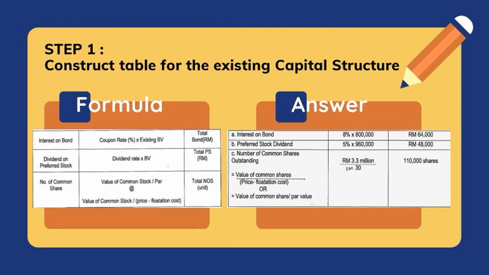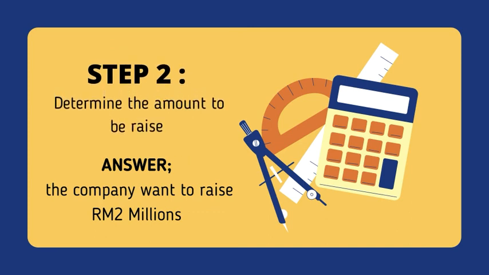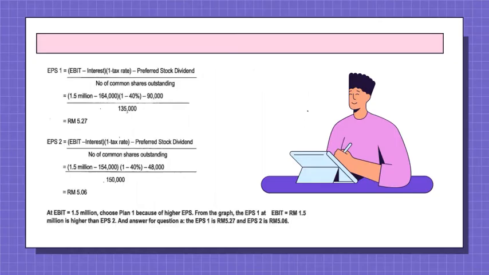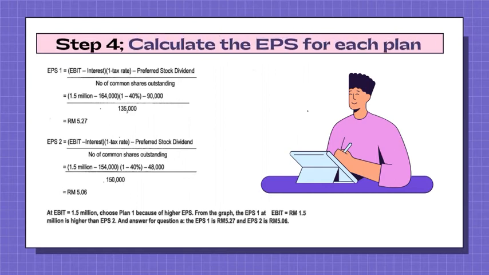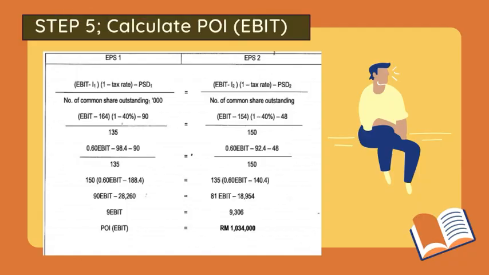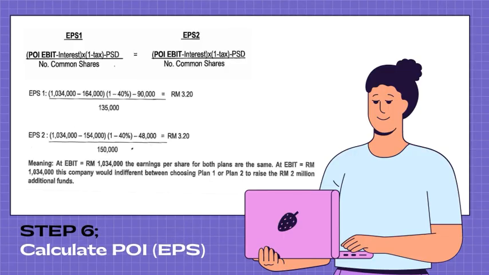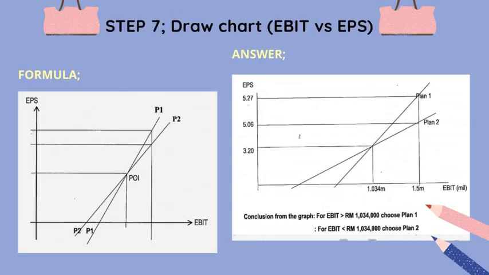The first step is to construct a table for the existing capital structure. The second step is to determine the amount to be raised. Step 3 is to construct the table for each plan. For step 4, calculate the earnings per share for each plan. Step 5, calculate the point of indifference for earnings before interest and tax. Step 6, calculate the point of indifference for earnings per share. And the last step is to draw the chart.